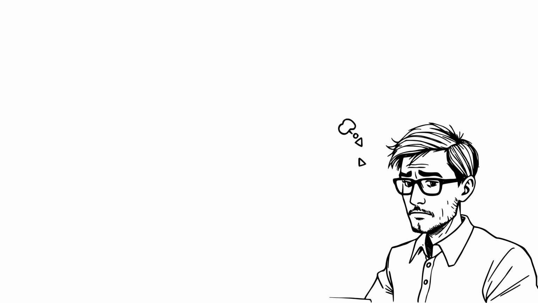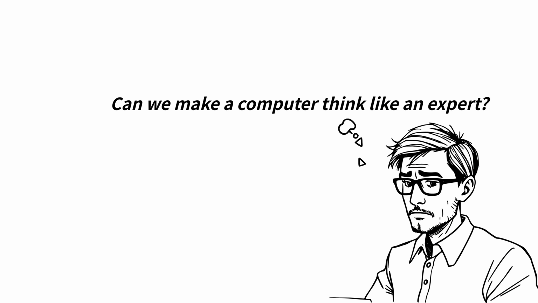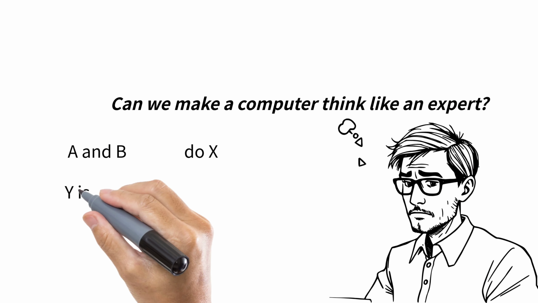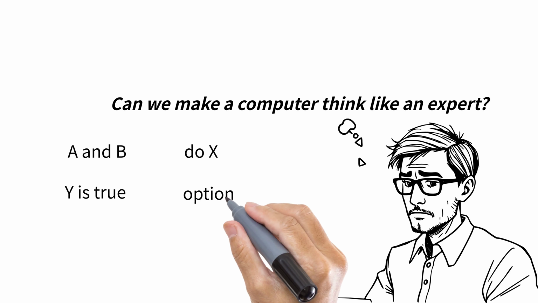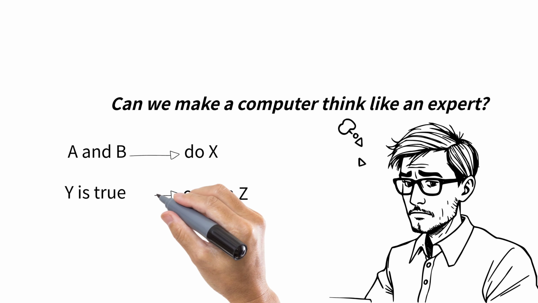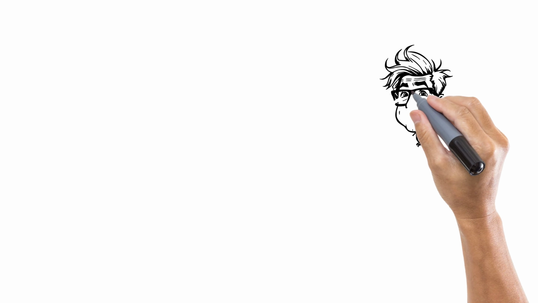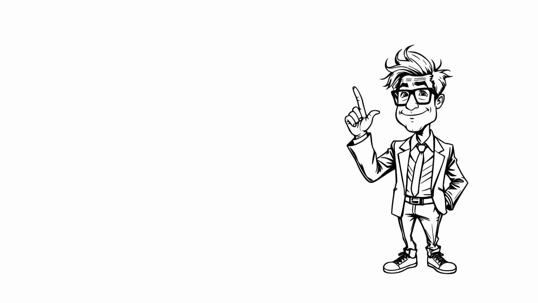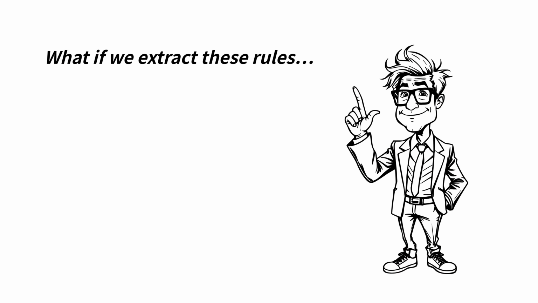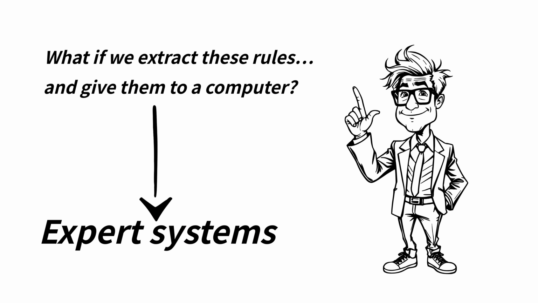Back in the early days of AI, the goal was simple. Can we make a computer think like an expert? Experts, doctors, engineers, analysts all follow logical rules. If the patient has symptoms A and B, do X. If condition Y is true, choose option Z. So researchers had an idea. What if we extract these rules and give them to a computer? That idea became expert systems.